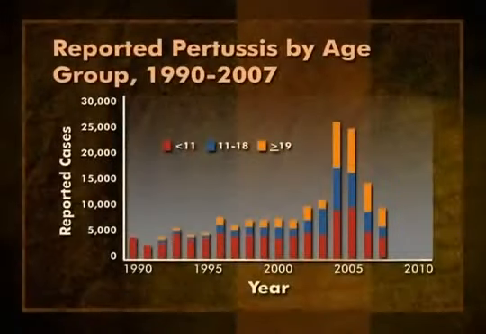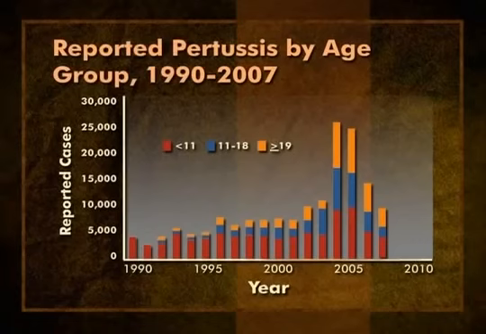Pertussis vaccination rates have increased substantially since 1996. So why is pertussis still around? The answer to this question may be in who is being reported with pertussis. This stacked bar graph shows the number of pertussis cases reported by age group and year since 1990. Children younger than 11 years are shown in red. Cases among adolescents 11 through 18 years of age are in blue and adults 19 and older are in gold.